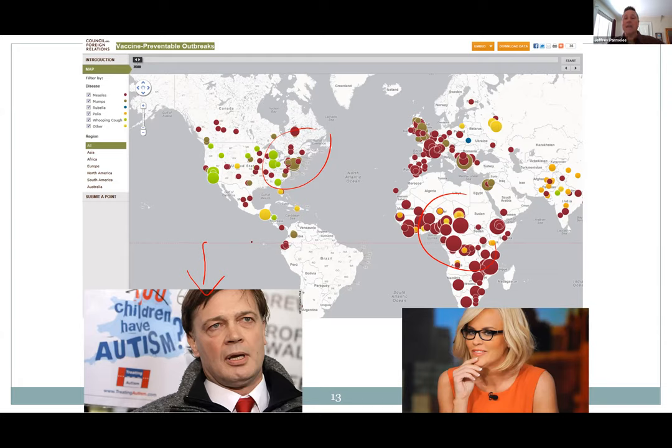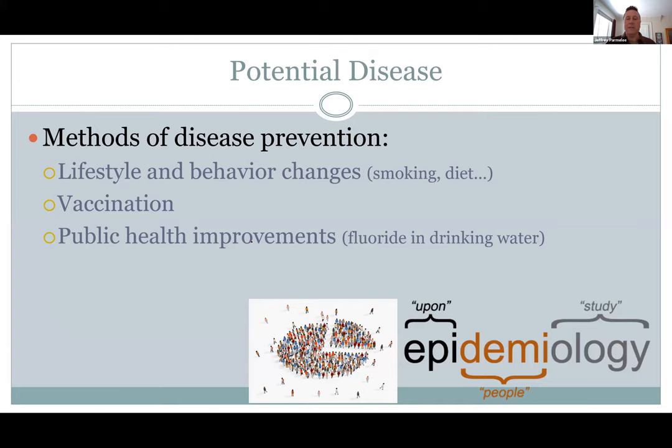And Maine was up at the top of kindergartners getting exemptions for not getting vaccines. And that's when it gets dangerous. If you have over 95% of people vaccinated, the disease has nowhere to go. But when that starts dropping, 94, 93, it pops up. And that's a big issue.